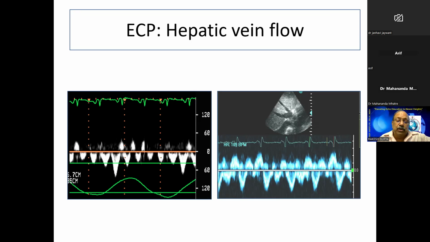the E to E prime ratio, which is large in restrictive and small in constrictive pericarditis. In fact, whenever I see a constrictive pericarditis with an E to E prime ratio of 4 or 5, my ears start ringing. Are we looking at constrictive pericarditis? Because in a normal person, the E to E prime ratio is about 8 to 10. That's how we look for these kinds of things.